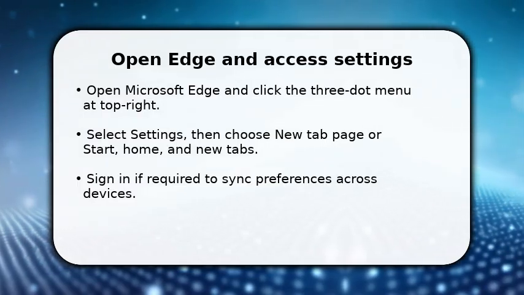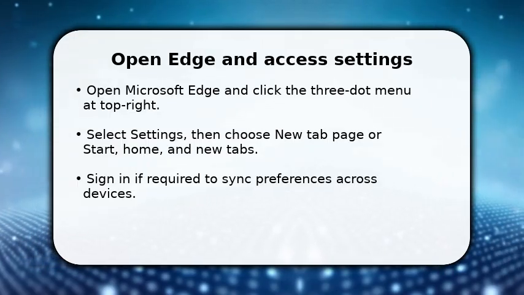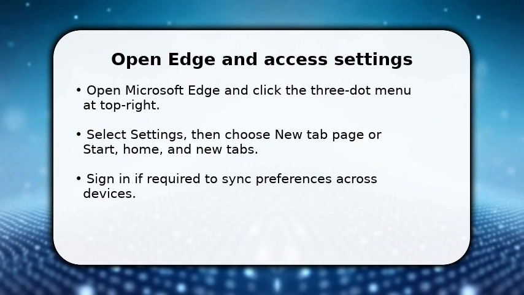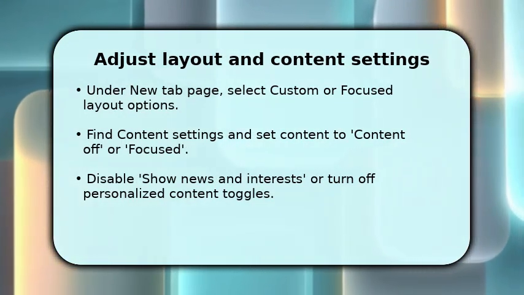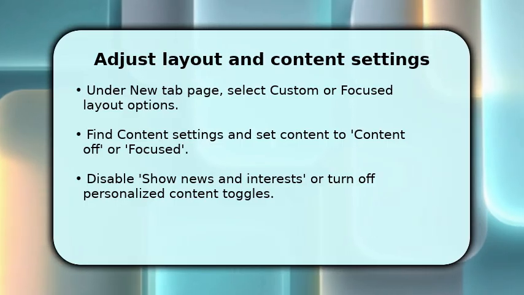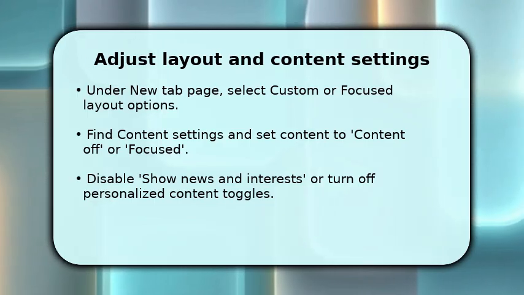Now you're ready to change layout and content options that control news. Once done, choose a layout like focused or custom rather than content-heavy options so news panels disappear. Then open Content Settings and set content to content off or select focus to reduce cards. This directly removes news feeds.